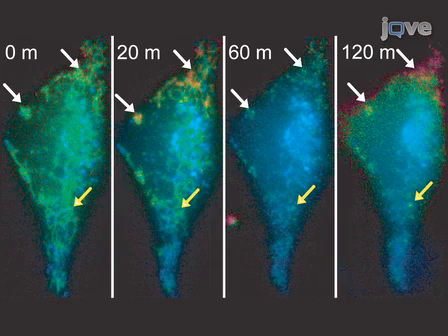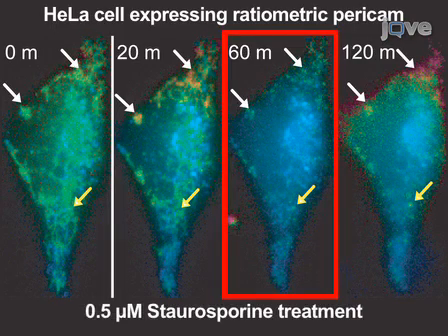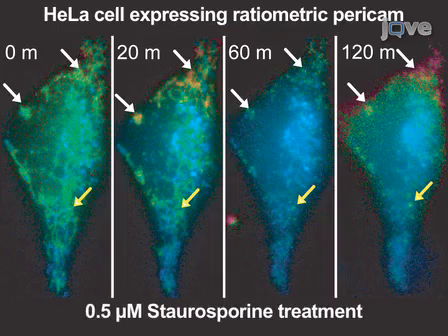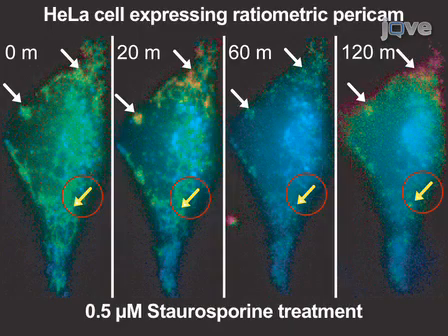In this image of a HeLa cell expressing ratiometric pericam in the mitochondria, heterogeneity of the calcium response in individual mitochondria, as well as significant fragmentation of mitochondria, is evident by 60 minutes of 0.5 micromolar staurosporin treatment. Some mitochondria have oscillatory increases in calcium, shown with the white arrow, whereas others do not show significant changes in calcium level, shown with a yellow arrow.